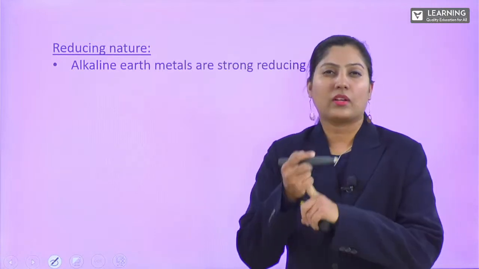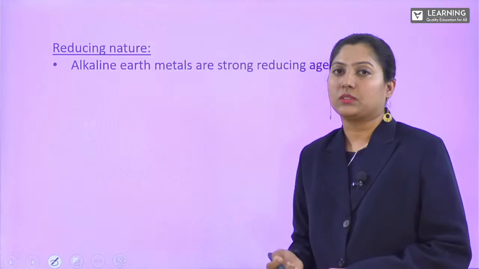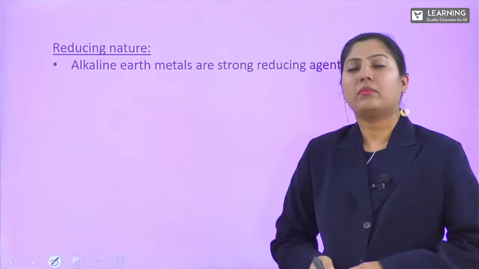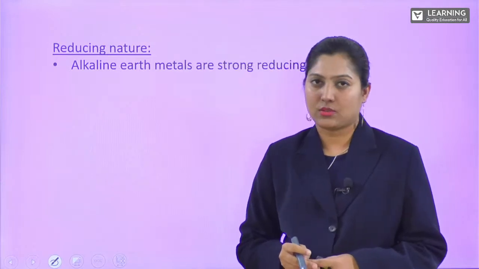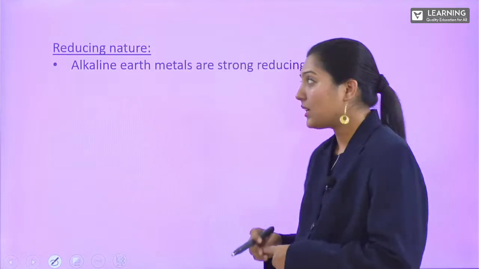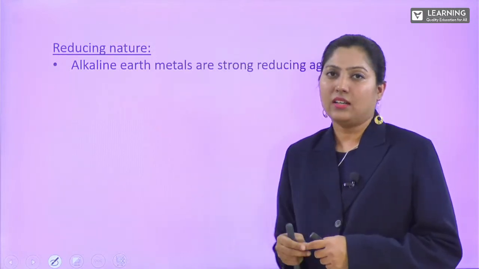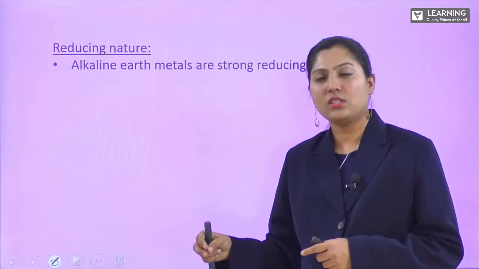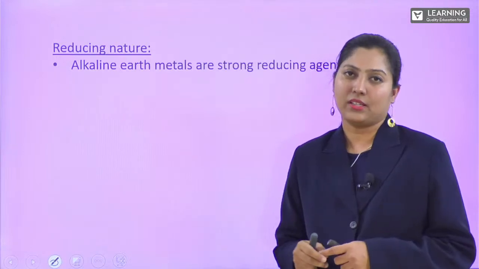Next chemical property, reducing nature. What do you mean by reduction? Reduction means addition of electrons. Oxidation means removal of electrons. So these have a reducing nature, meaning they reduce other elements by giving electrons, such that other substances gain the electron and become reduced.